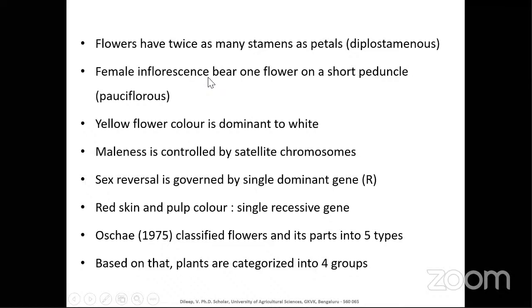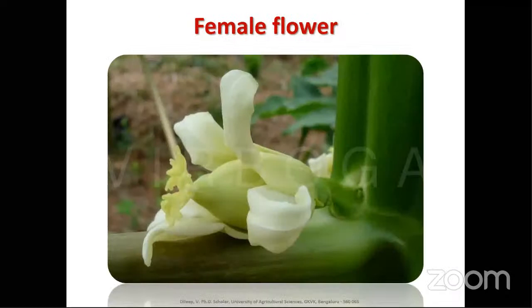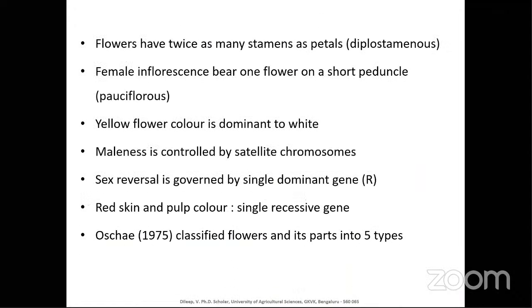And the female inflorescence bears one flower on a short peduncle. Okay, here we have seen the female inflorescence has got only one flower on one peduncle. This is the stalk. I have told you in the first class only, the stalk of the inflorescence is the peduncle. That is called passiflorous. Okay, here this phenomenon is known as diplostaminous, that means the presence of more stamens, and the female flower which has got only one stalk. That condition is known as passiflorous.